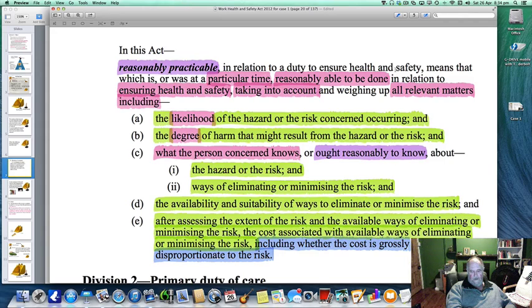Extent of the risk and the available ways of eliminating or minimising it, the cost associated with available ways of eliminating the risk can only be taken into account in a situation where the cost is grossly disproportionate to the risk. Once again, this is going to be decided by a court at some stage in the future, as to how you interpret grossly disproportionate to the risk. I think it would have been better to have had some sort of understanding about that.